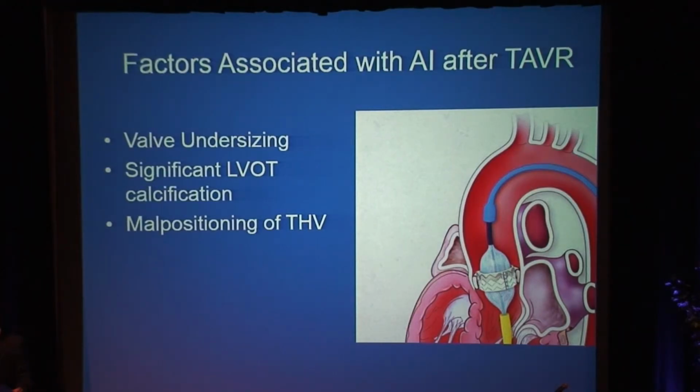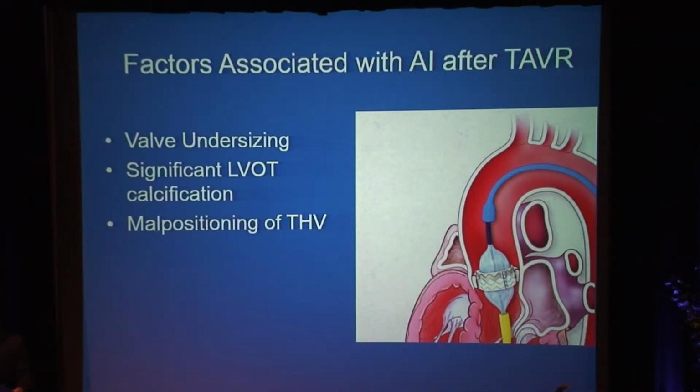and significant calcification of the aortic cusp can also lead to significant AI, because once you're trying to expand the valve and crush the calcified leaflets, if there's a significant amount of calcification, that may prevent the apposition of the stent with the aortic annulus.